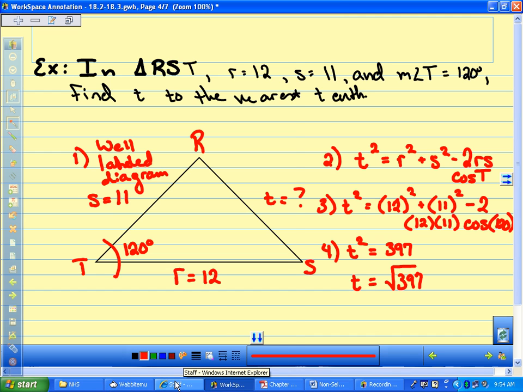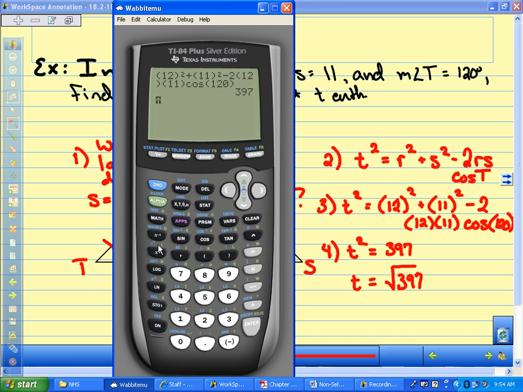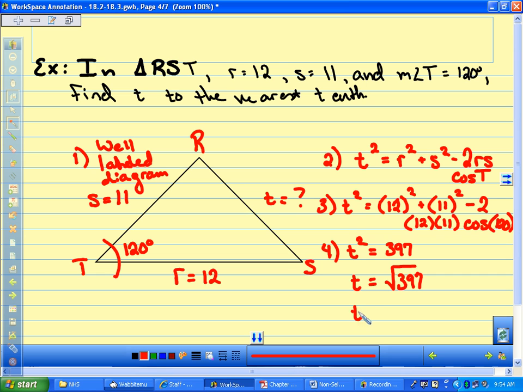So to the nearest tenth, then, we're going to take the square root of this 397, and to the nearest tenth we get what? 19.9. So t equals 19.9. They didn't give us any units up here, so we're just going to say 19.9 units. So we're going to come up here and label the triangle then. T is 19.9.